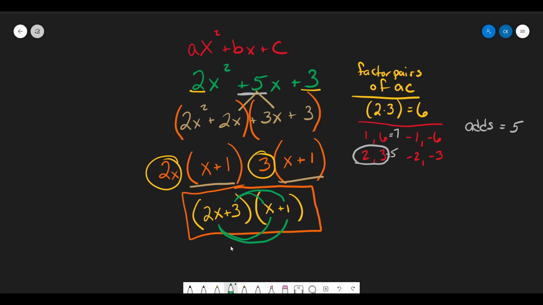So in a lot of ways, when we're factoring with a coefficient a that is not 1, it's very similar. The only real difference is, instead of looking for factors of c, we now have to look for factor pairs of ac. So we're looking for a times c. And then, instead of just putting it into the two parentheses, we have to take the middle term, split it up into the two numbers that we get, and then we have to factor by grouping.